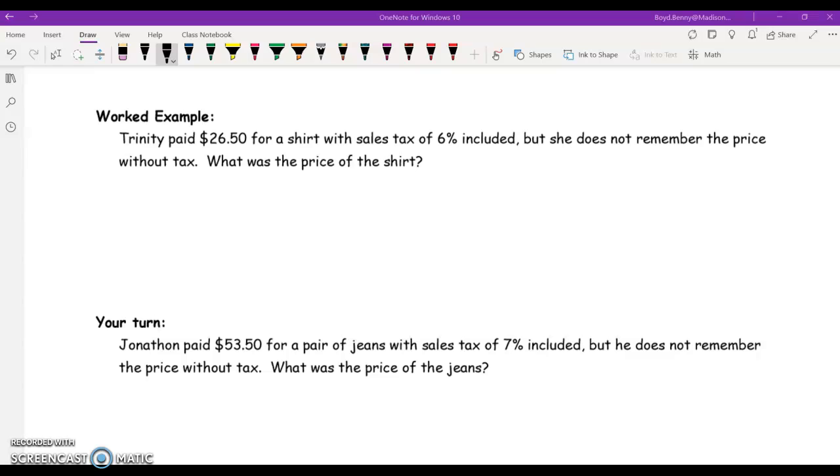Okay, guys, we're going to jump down to the next example. We're going to skip one and jump to the worked example on Trinity paid $26.50 for a shirt with sales tax of 6% included, but she does not remember the price without tax. What was the price of the shirt? Okay, so let's let P equal the price.